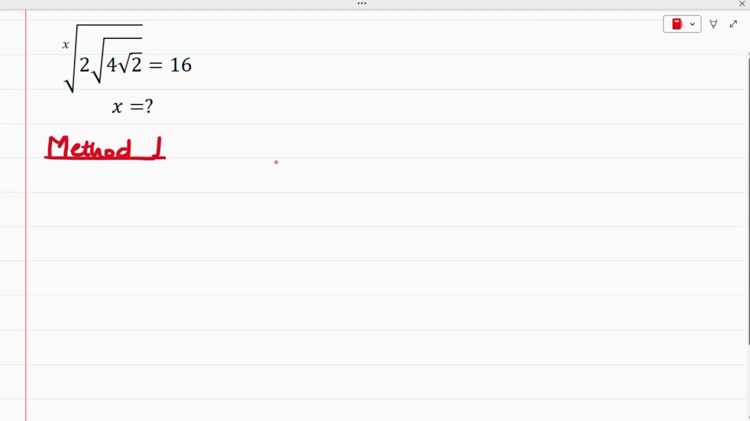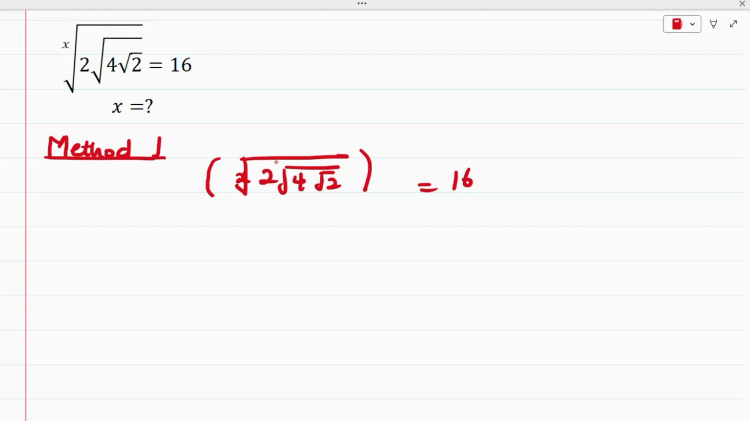Alright, so the first thing guys you want to do, you want to simply get rid of this x root right here. So all you have to do is to multiply both sides with x, with the power of x. So we have this right here and this is equal to 16. So multiply both sides with the power of x. So this is going to cancel out this. So we have 2 multiplied by the square root of 4 into the square root of 2, and this is equal to 16 raised to the power of x.